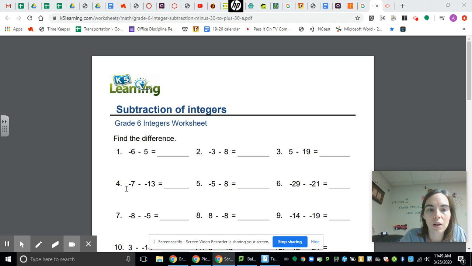Hey guys, we are working on subtracting integers today, and if you have not done the adding integer part, then I need you to do that first, okay? Because in order to subtract integers, you have to know how to add them.